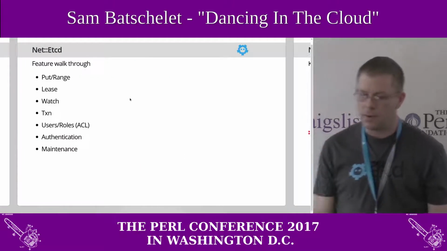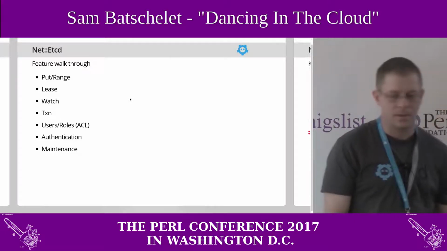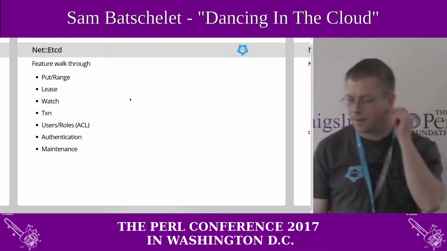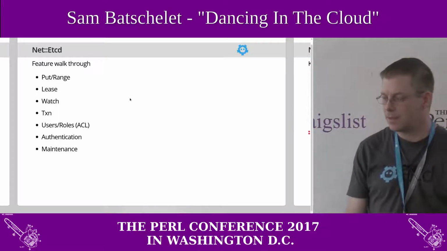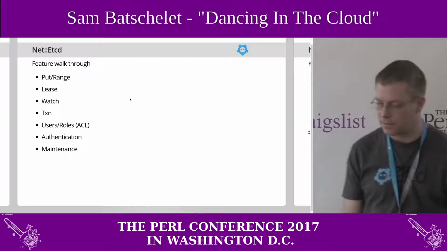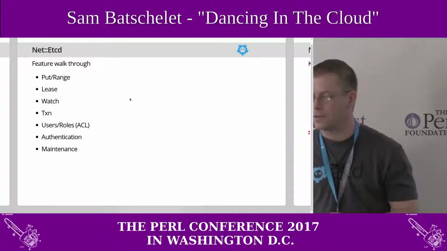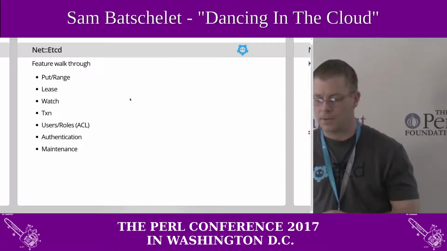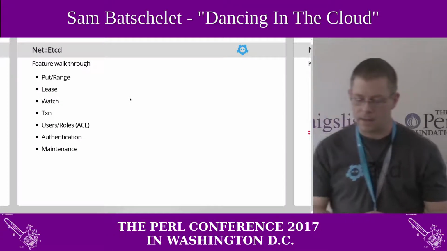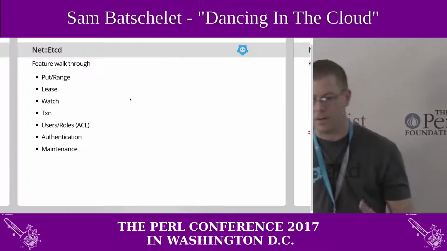Okay. So the next part of the talk, now that we got the preface out of the way, sorry if that was a little bit DevOps or sysadmin heavy, but I figured it would help as we talk about the rest of this. We're going to walk through the key features of the API, some different concepts like lease and watch, transactions, what they do and how we can use them with the module.